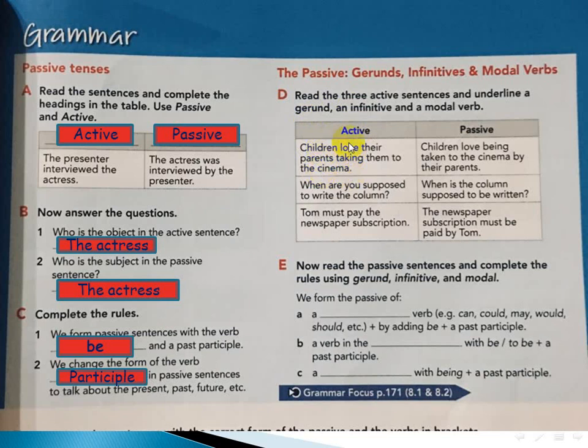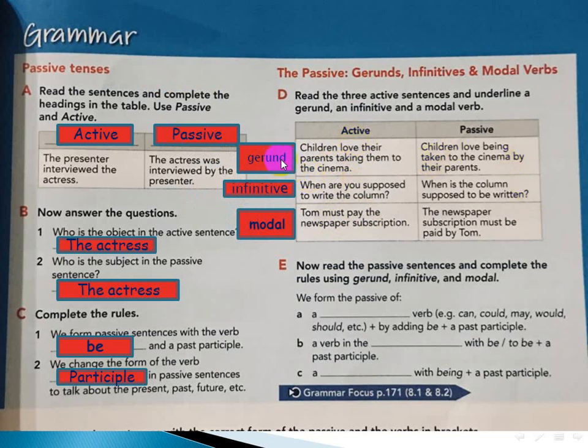Okay guys, number one, we have taking. So please put a line under it, taking, and this one is a gerund. Two, when are you supposed to write? We have to write. Please put a line under it, and this is an infinitive. Three, Tom must pay. Must pay. Must is a modal, so kindly put a line under it.